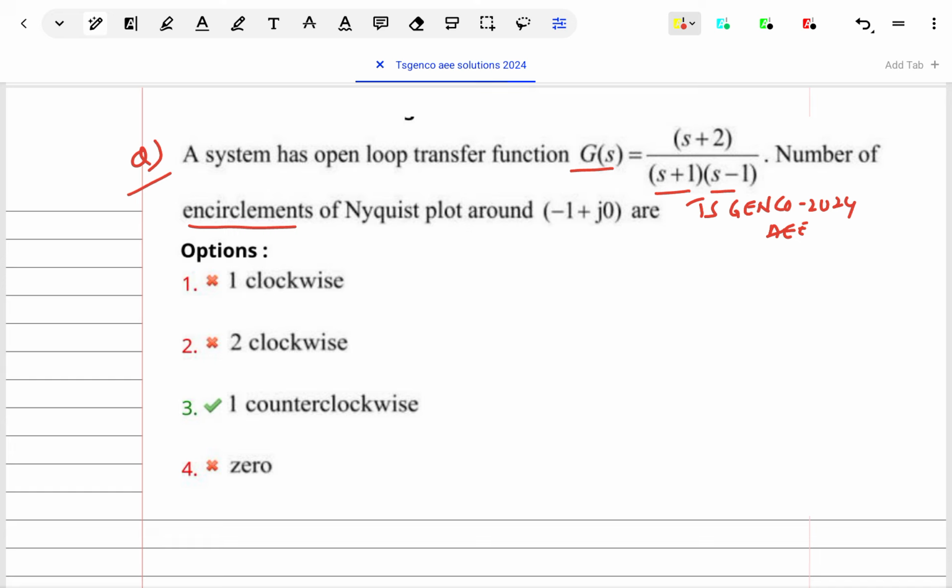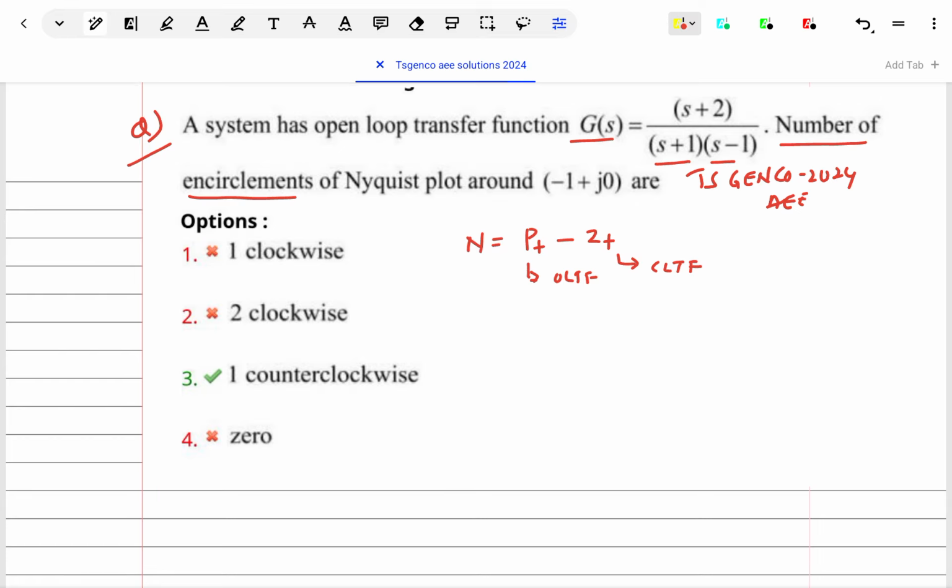Here we do not need to find the stability, we just need to find the number of encirclements. The general formula is the number of encirclements N = P+ - Z+, where P+ is the number of poles of the open loop transfer function, and Z+ is the number of poles of the closed loop transfer function, or characteristic equation. To solve this problem, we first have to draw the polar plot of this function G(s). This is a standard question.